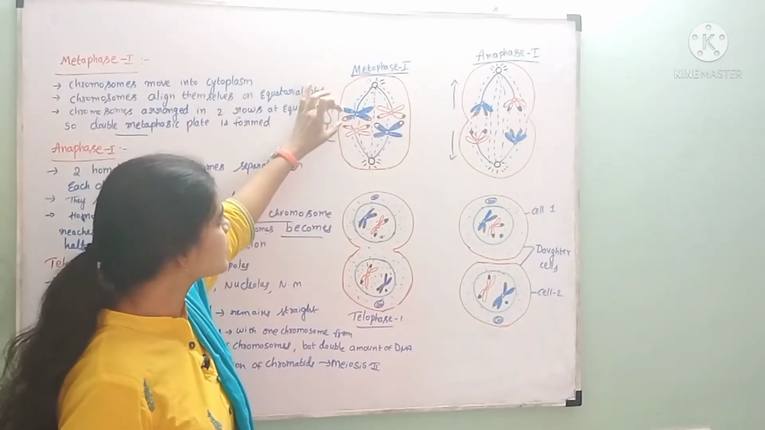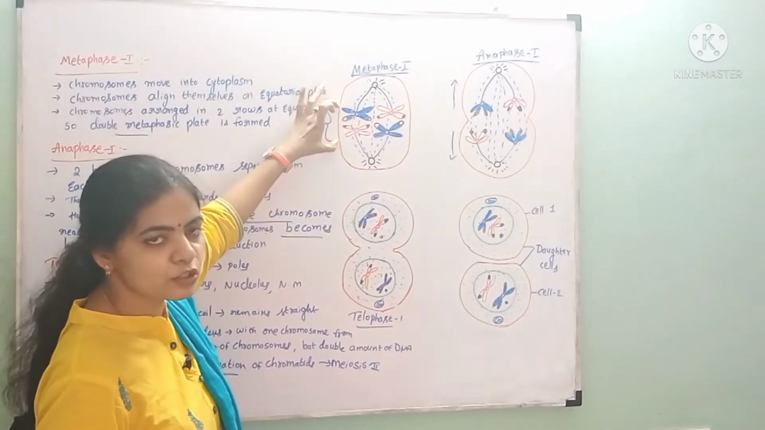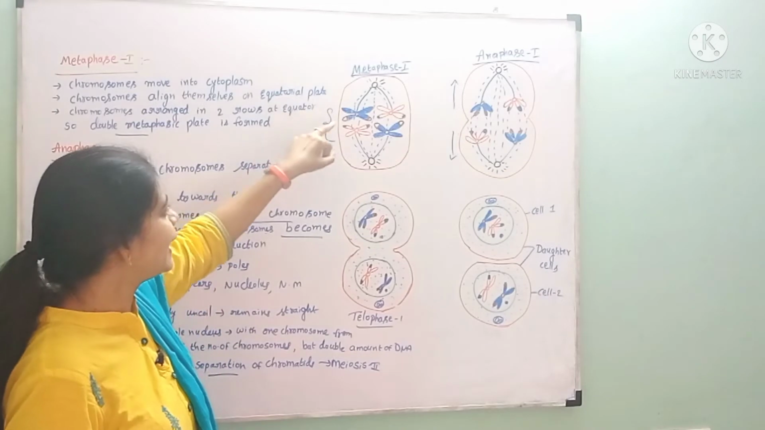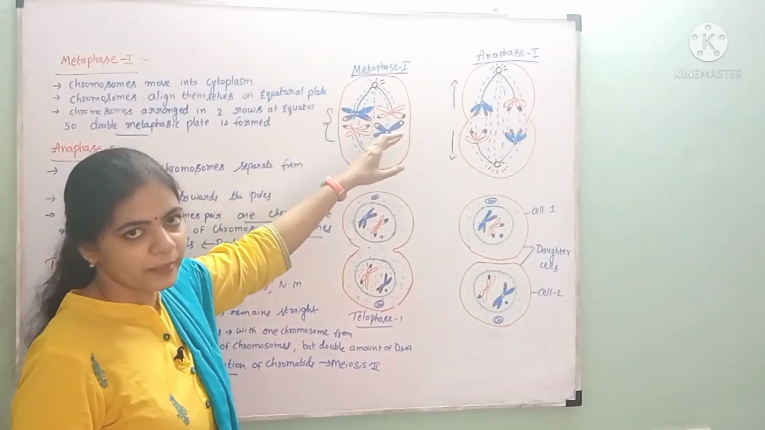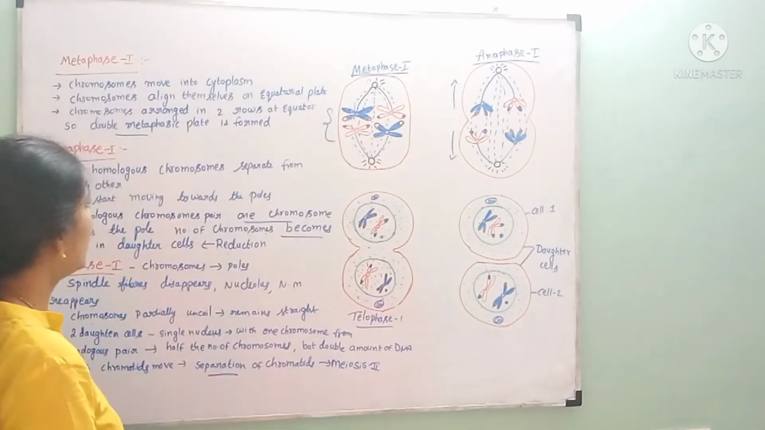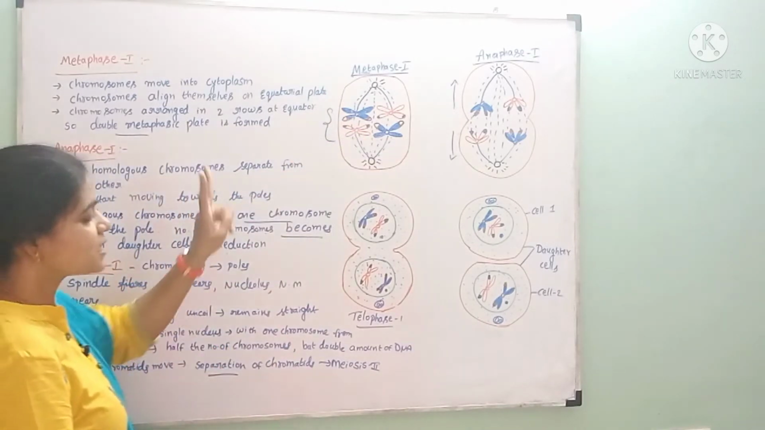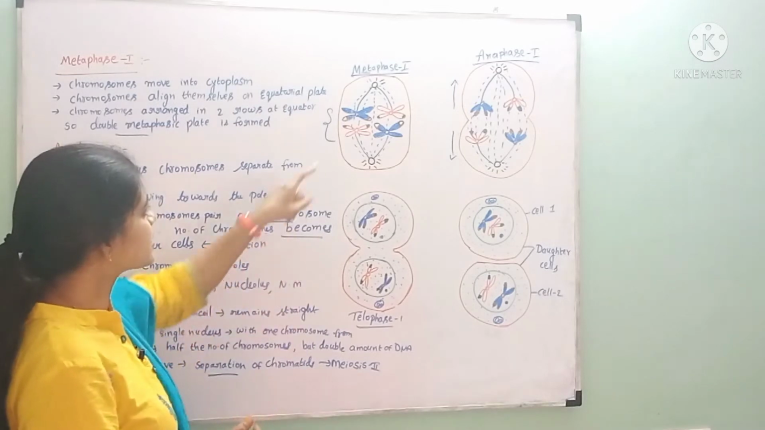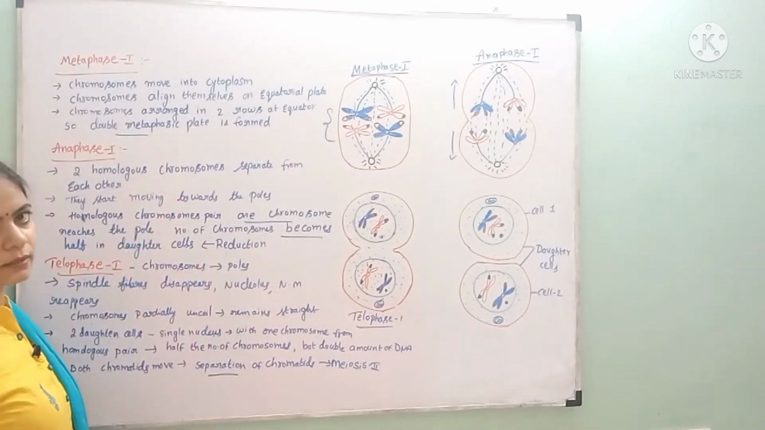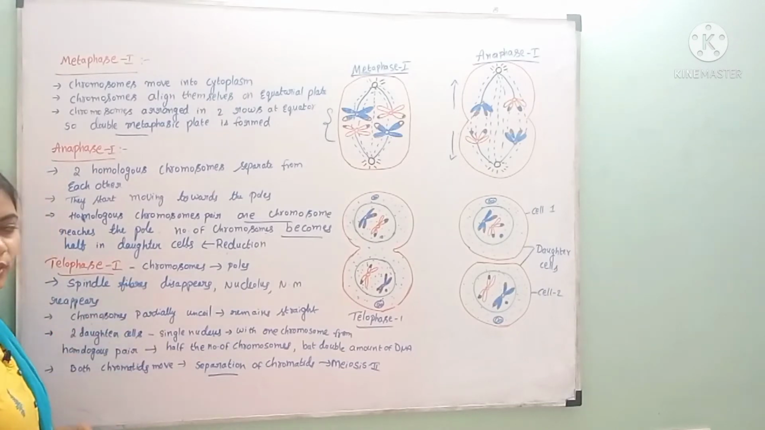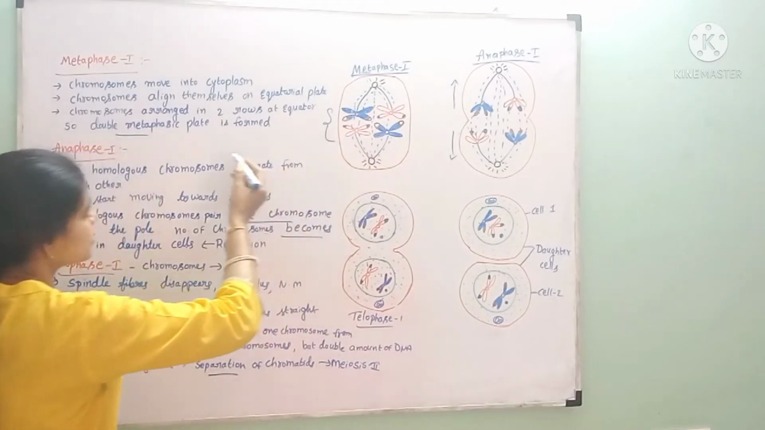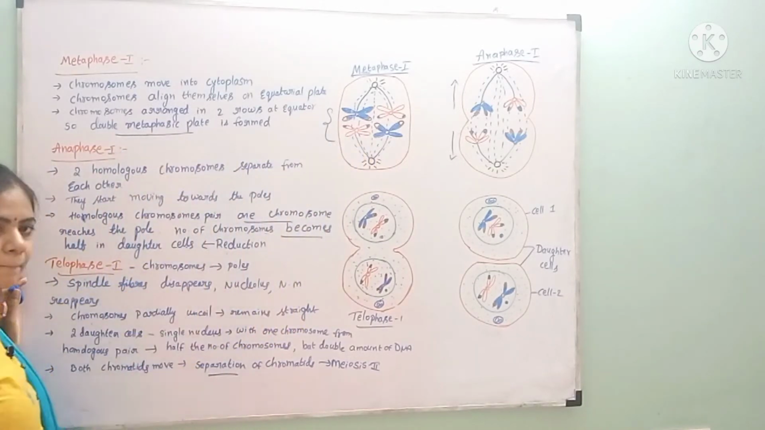plate. So this is a homologous chromosome pair. These chromosomes align themselves in the equatorial plate. Here this is one equatorial plate and this is another equatorial plate, and these homologous chromosomes are arranged in two rows and form a double metaphasic plate. In Metaphase 1, the homologous chromosomes align in two rows and form the double metaphasic plate.